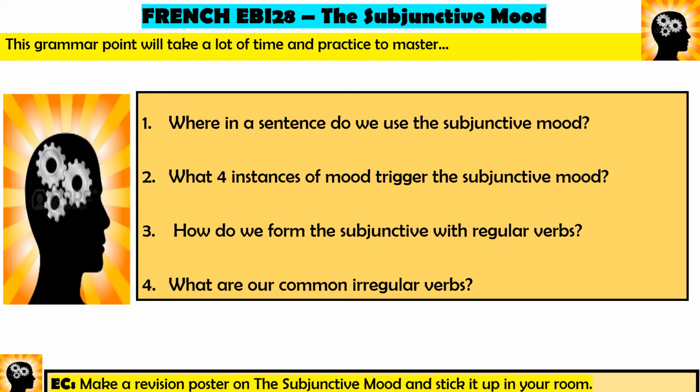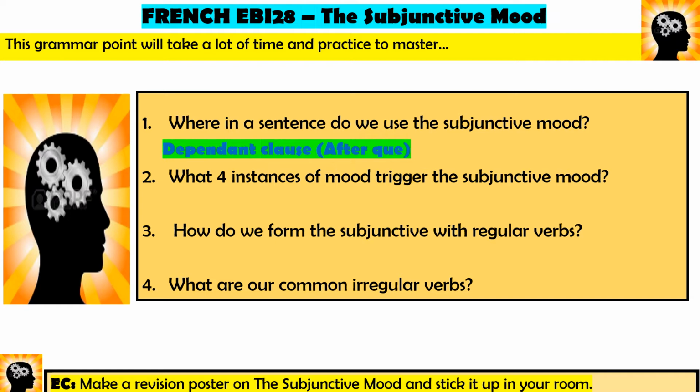So guys, this is what you need to know. Where in a sentence do we use the subjunctive mood? In a dependent clause, after the que. The main clause creates a feeling, and the dependent clause therefore is subjunctive because of the feeling created in the main clause. The main clause ends with a que and the dependent clause starts after it. So that's where we use it.